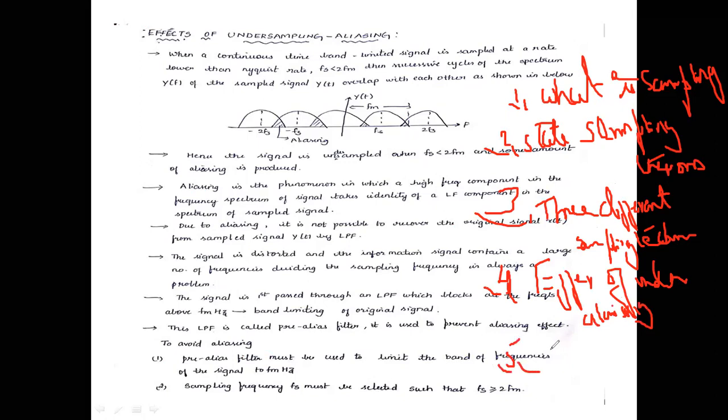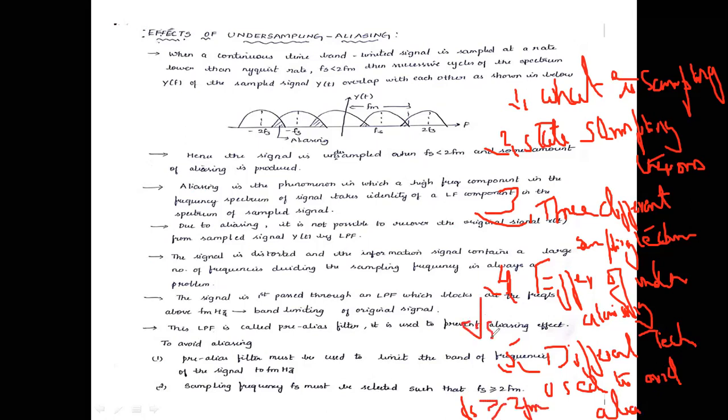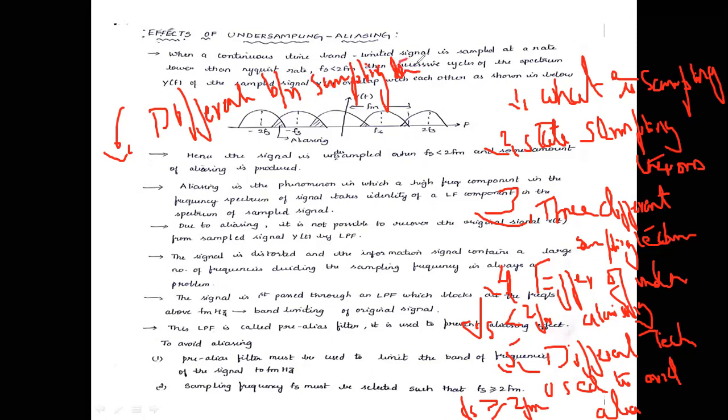And fifth, the different techniques used to avoid aliasing. I already told that aliasing is avoided when Fs is greater than 2Fm, and aliasing occurs when Fs is less than 2Fm. So these five are very, very important, and the last but not the least, the sixth one is the difference between sampling techniques.